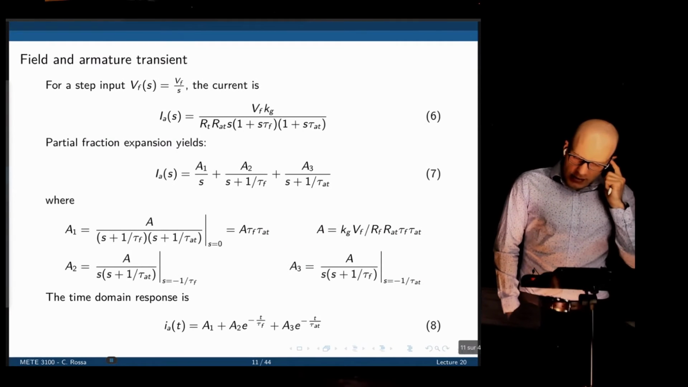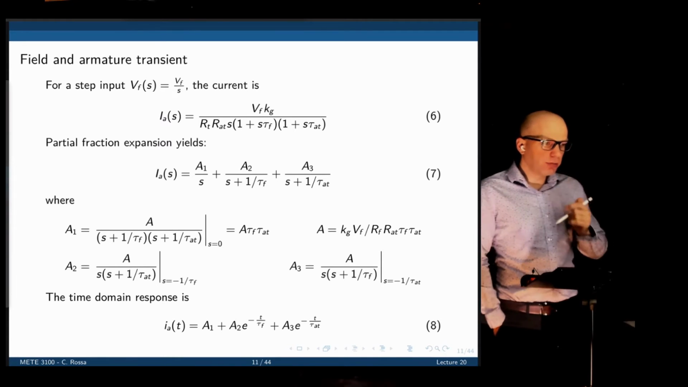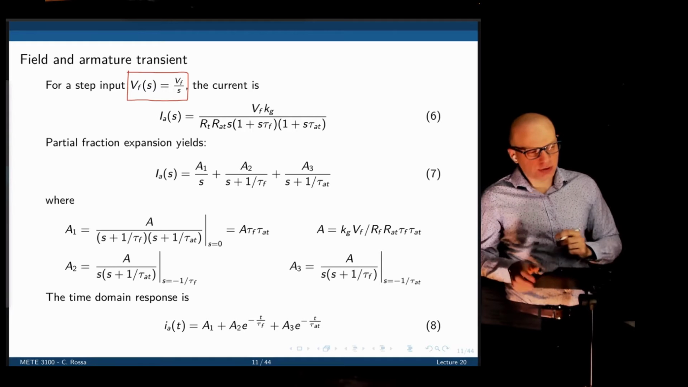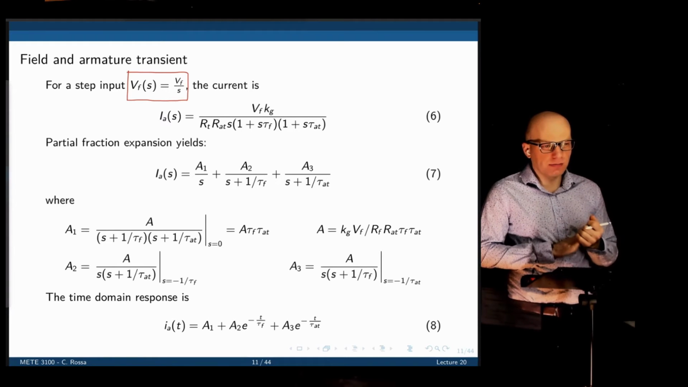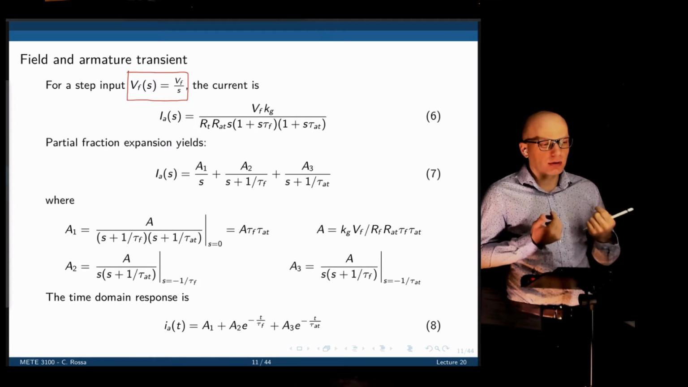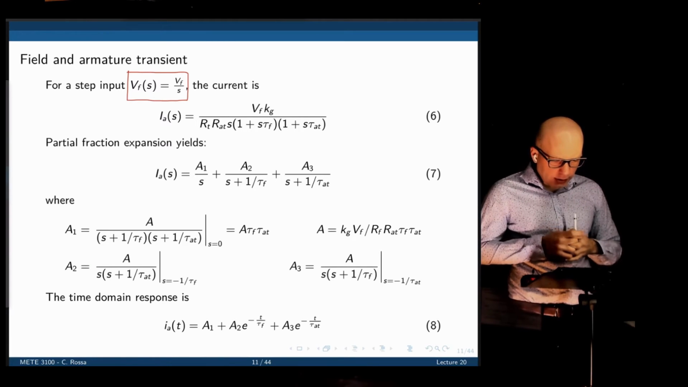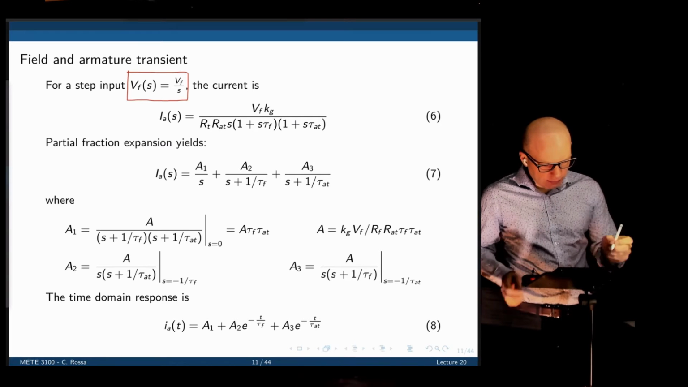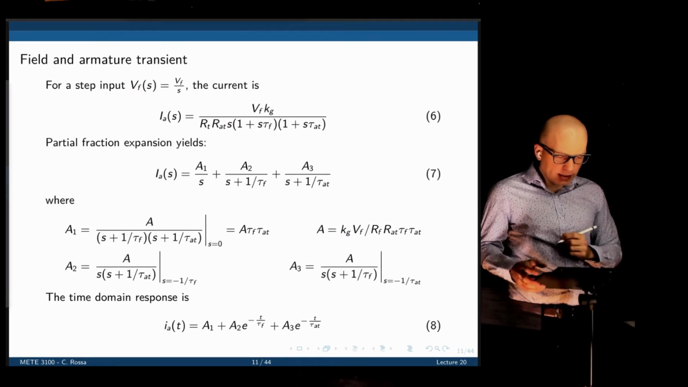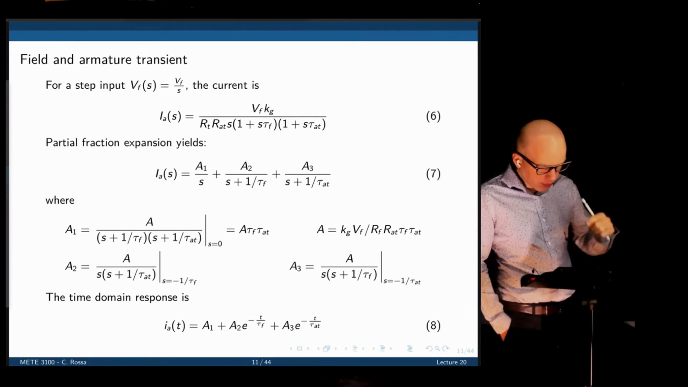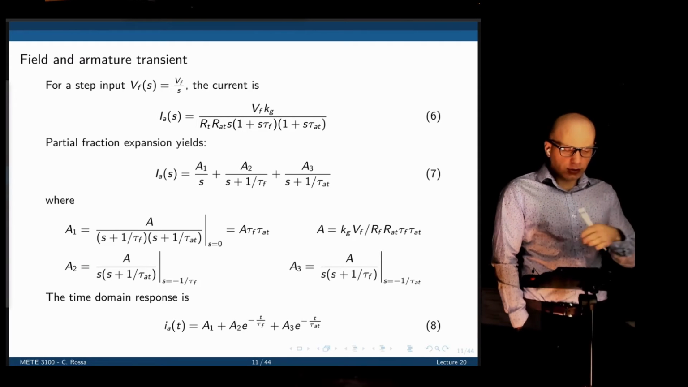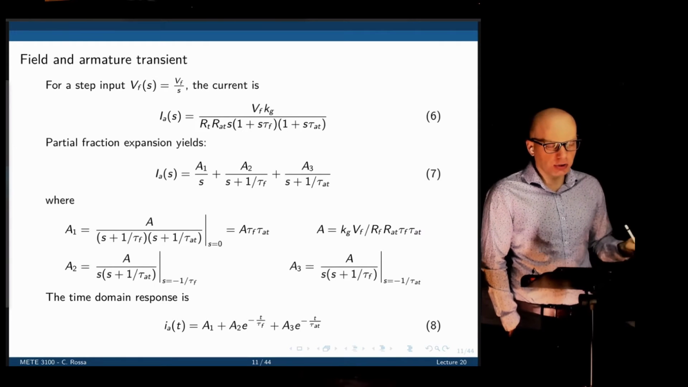If we apply a step voltage as we assumed in the beginning, VF, which is now the input to our transfer function, is simply VF over S. That's a step when you close the switch in the rotor winding. That's a step input. The current then becomes that times VF of S times S, and to find the steady state value or the transient function, we need to do the inverse Laplace transform. And to do this, we need to expand that into partial fractions.